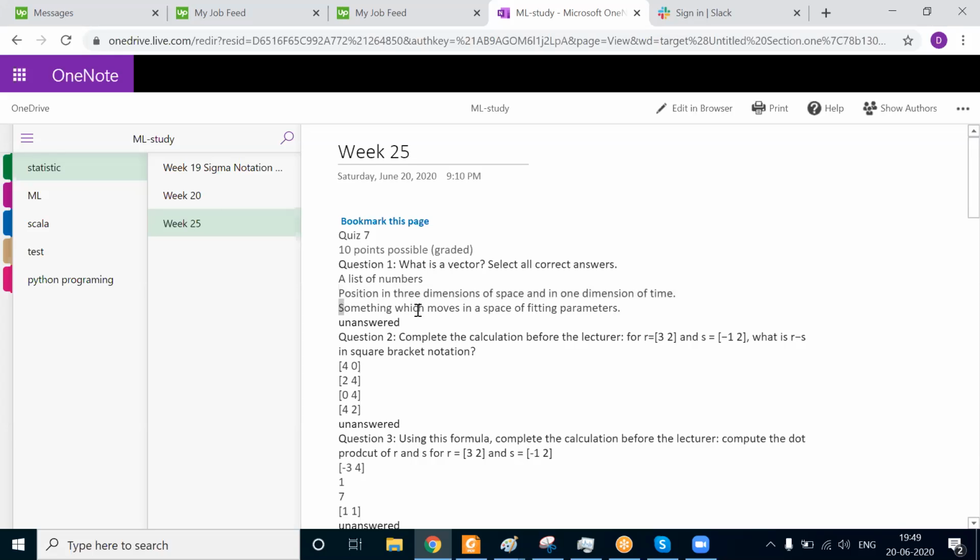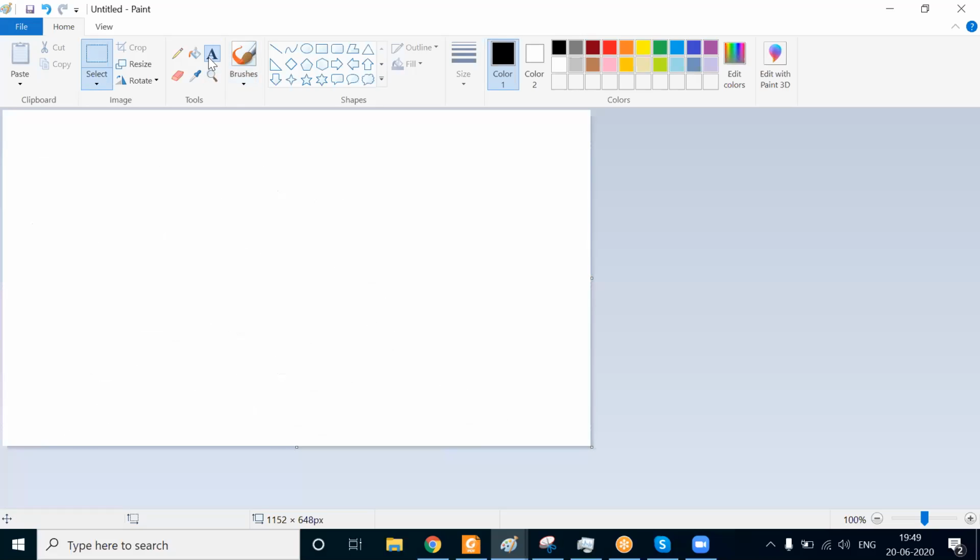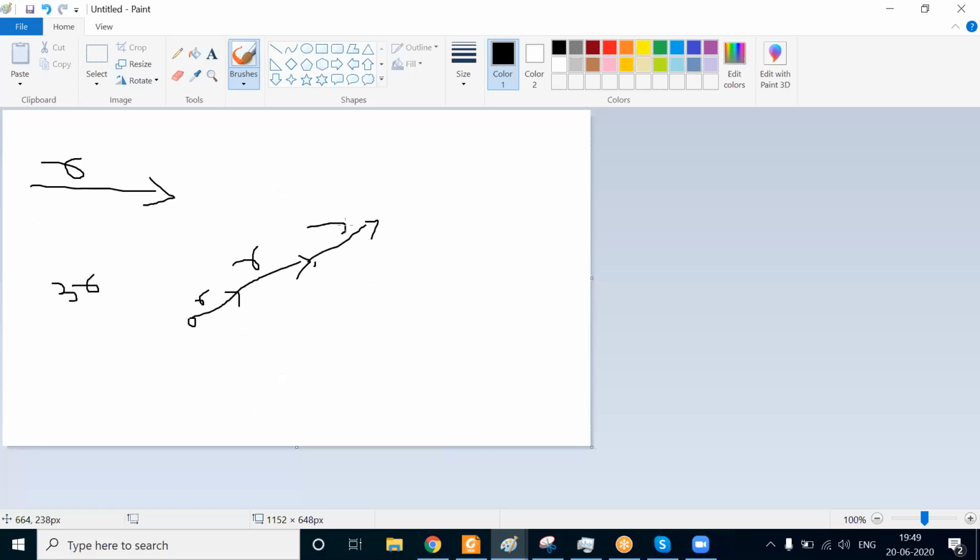Now the third point is something which moves in space with fitting parameters. Let's say for example, I have one array as R. This is R, right? If I do 3R, so say this is R. If I do 3 times R, my array will be 1 time more and 1 more time, right? So this is how it goes. So this is nothing but 3R.